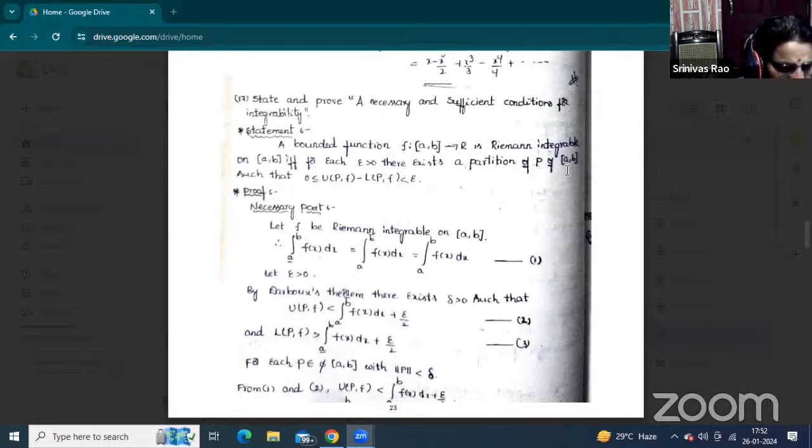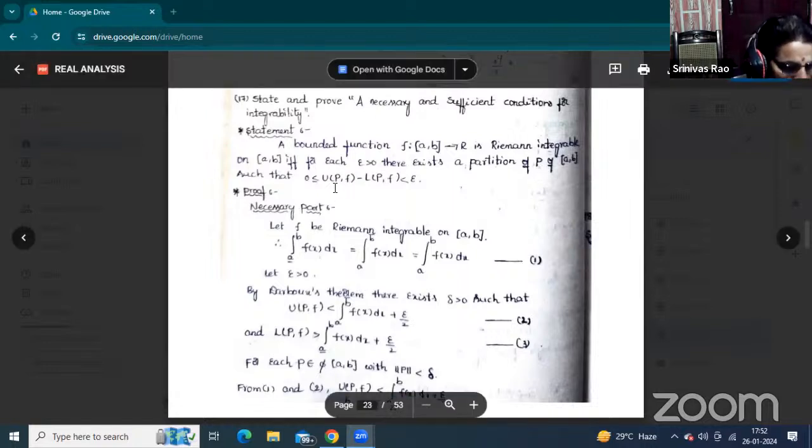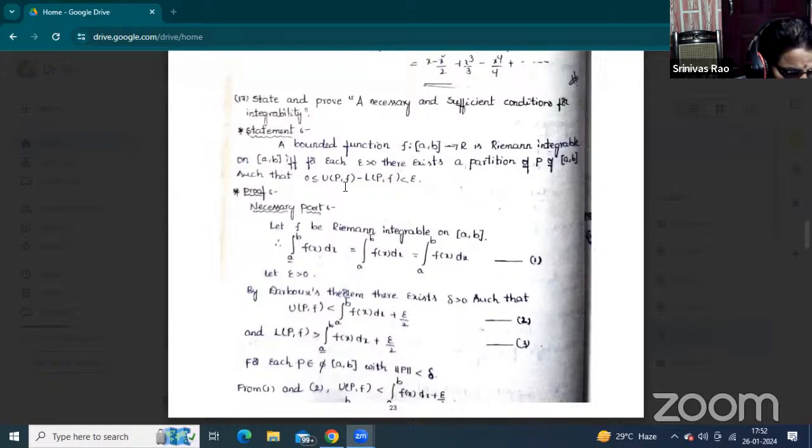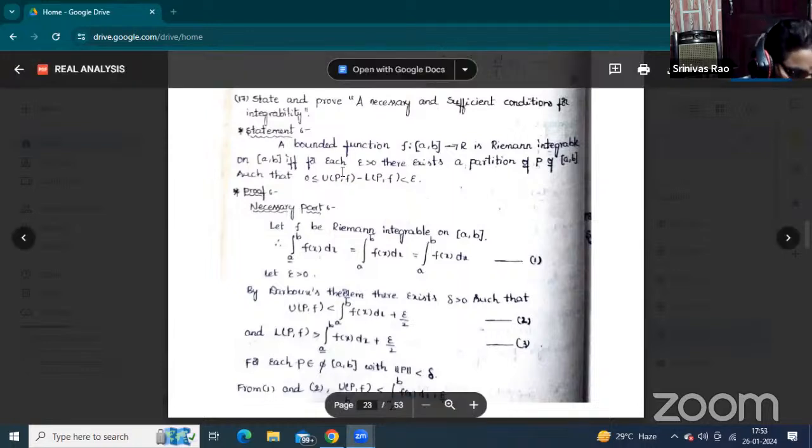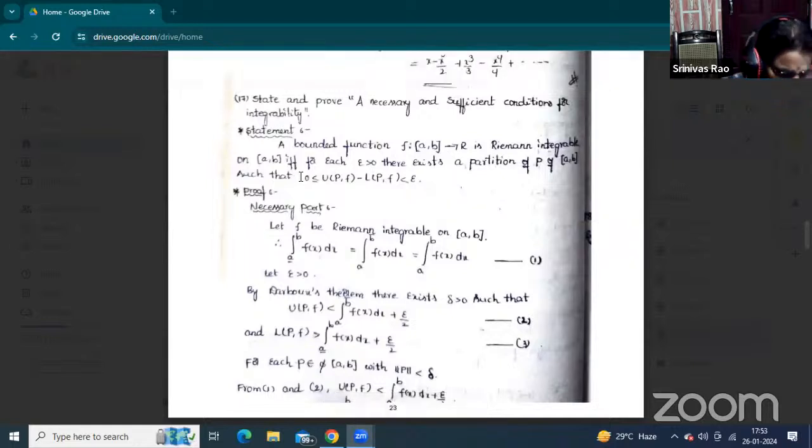Here the existence is of a partition from the partition set, capital P, such that the upper Riemann sum and the lower Riemann sum, the difference between the upper and the lower Riemann sum, is called the oscillatory sum. So W of P,f or O of P,f lies between 0 and epsilon, because the oscillatory sum is greater than or equal to 0, but it is less than epsilon, because epsilon is always greater than 0.